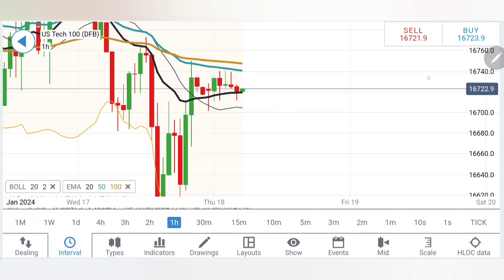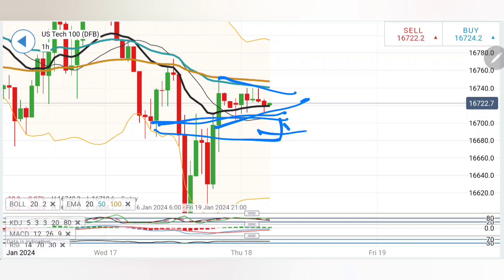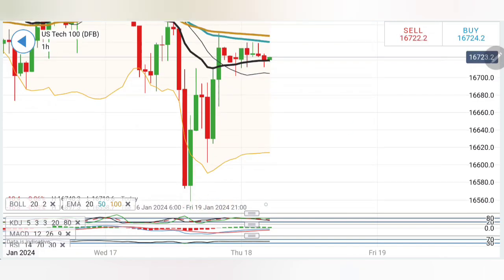Let's start. First, we look into the hourly charts for Tech 100. Nasdaq 100 on the hourly charts is clearly showing resistance here at 16,740, 760, above which certainly we can say that now the bulls will take over. Only above the 740, 760 zone can we initiate a buying position. At the same time, one must look at it getting very good support here at 700, 680 levels. Thus, we have to be cautious of these levels on the downside.